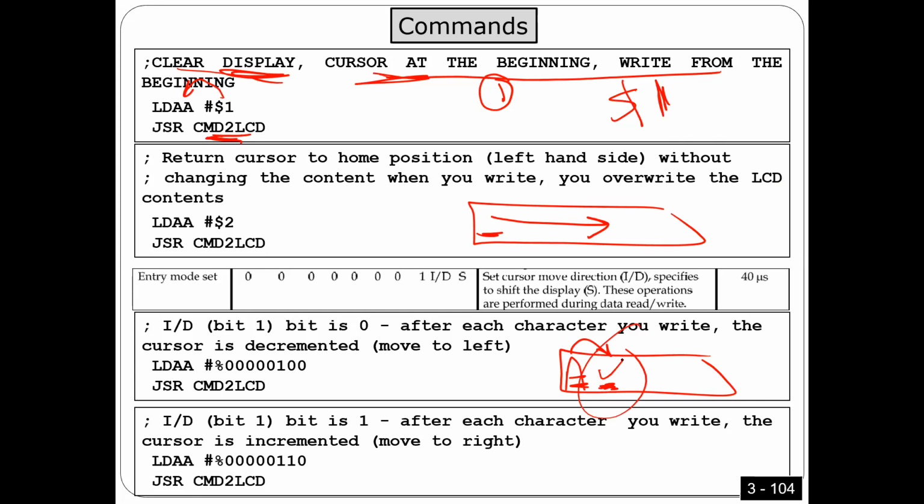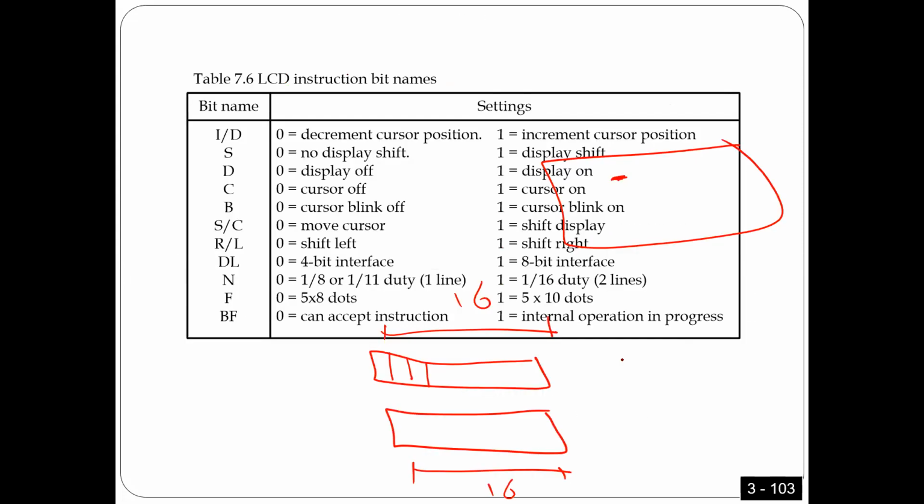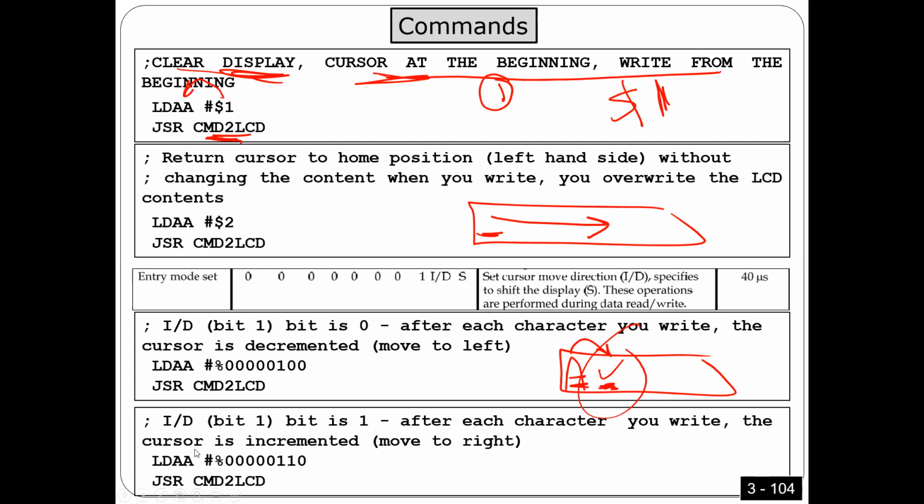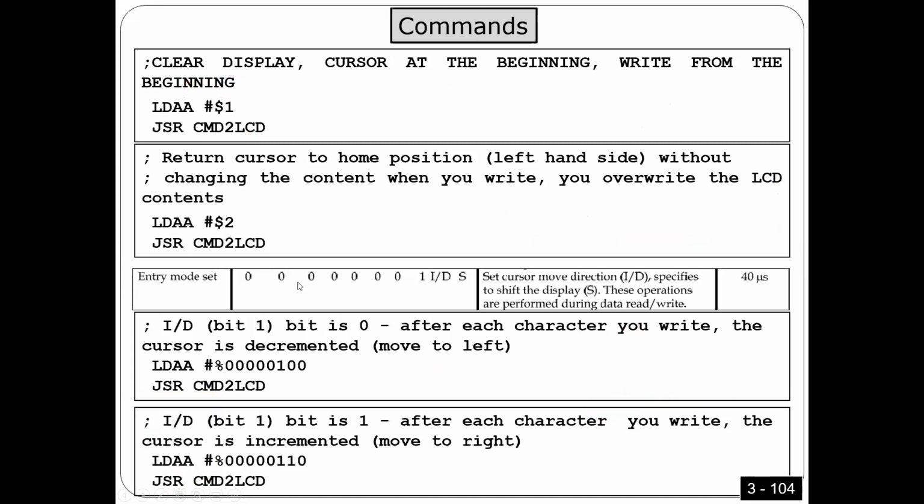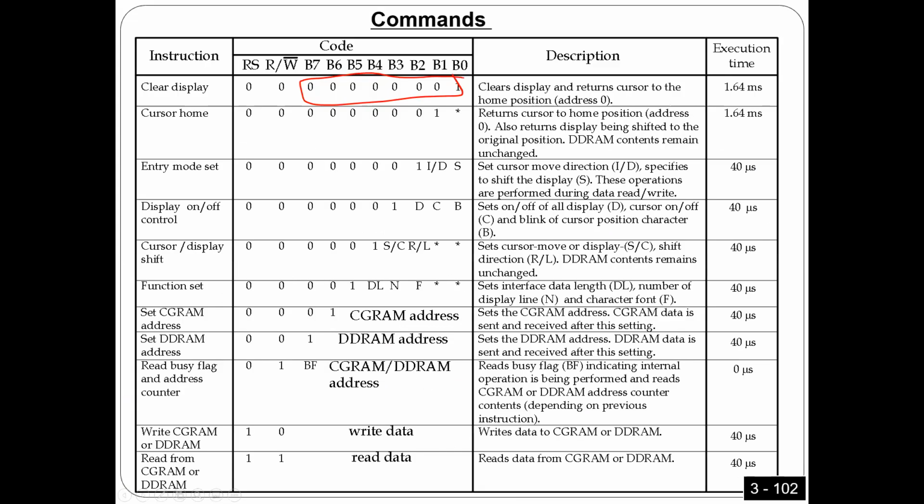So this is the first instruction. The second instruction I'm going to teach right now, guys, is this one here. You have to put 0, 0, 0 here, and then you put 1 here, and this asterisk means don't care. Whatever you put here, 1 or 0, it doesn't matter. For example, I'm going to put 0. This way it becomes number 2, right? What this one does is return the cursor to the home position.